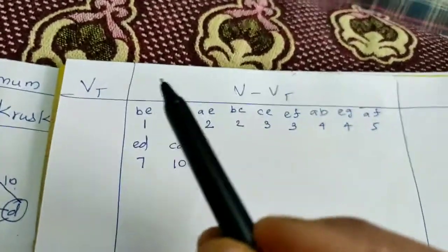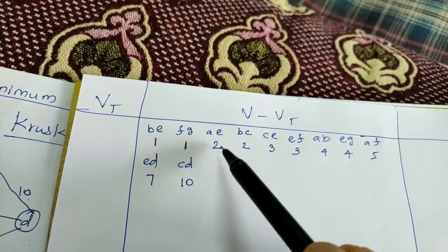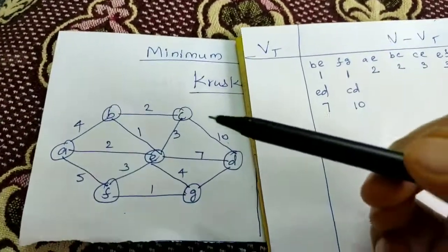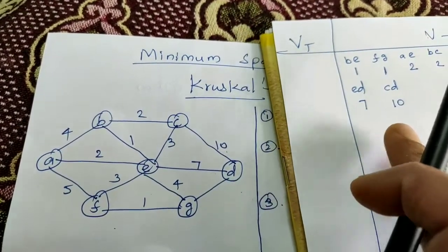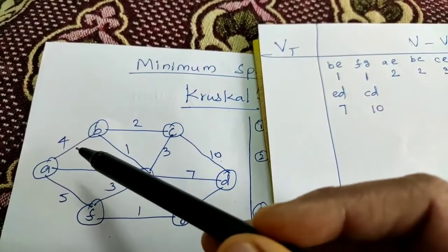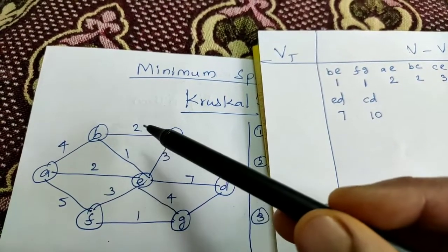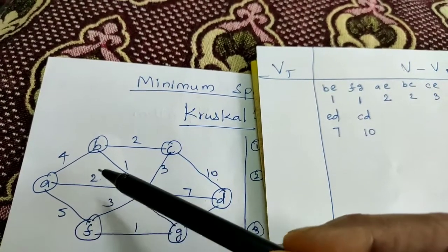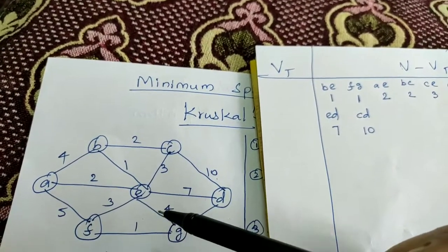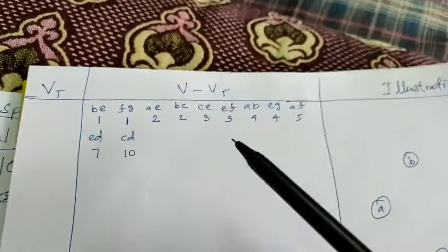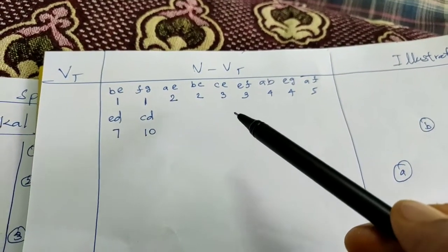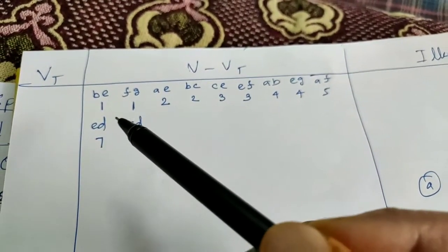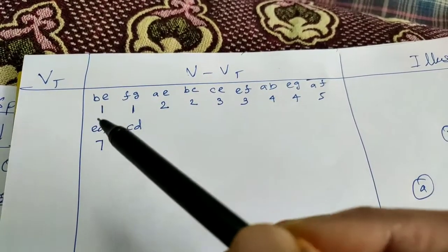So totally how many edges have I written here? 1, 2, 3, 4, 5, 6, 7, 8, 9, 10, 11. So let us check with the graph how many edges I have in the graph, whether I left any of the edges or not. Now count the outermost edges: 1, 2, 3, 4, 5, 6, 7, 8, 9, 10, 11. So in the graph also I have 11 edges. In the sorted edges also I have 11 edges. So the first step of Kruskal's algorithm is to sort the edges in ascending order of the weight. That we have done now.